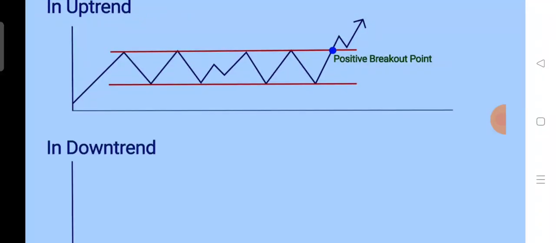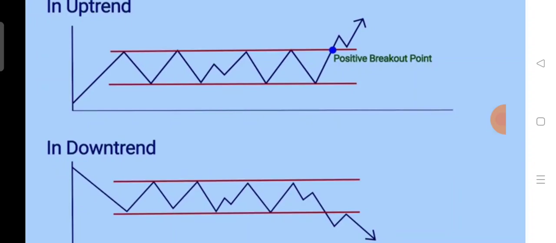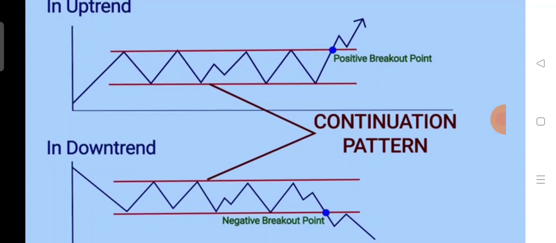Similarly, when we talk about a downtrend, after a certain bit of down move, if there is a consolidation and eventually the selling pressure becomes bigger than the buying pressure, the erstwhile down move resumes. So those consolidations during the up move and the down move are called the continuation patterns.